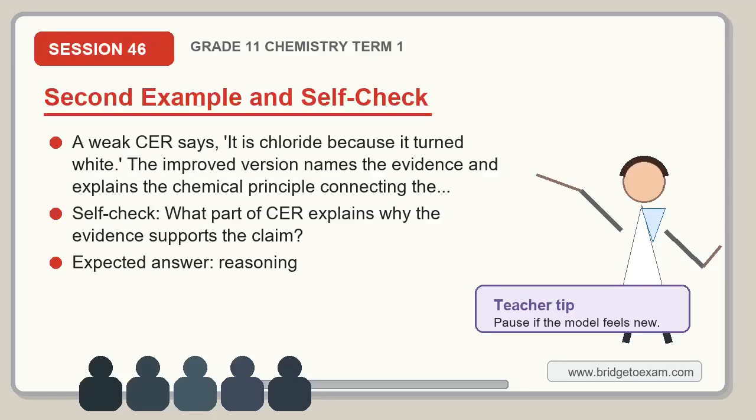Here is a second example. A weak CER says, it is chloride because it turned white. The improved version names the evidence and explains the chemical principle connecting the evidence to the claim.